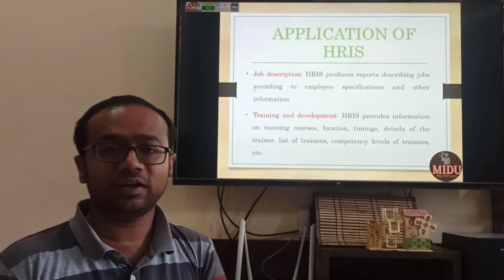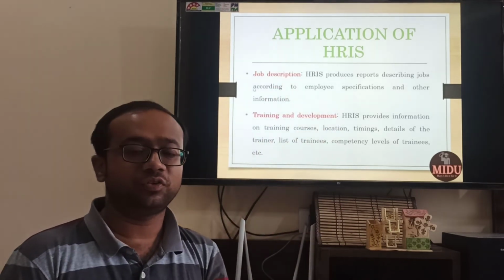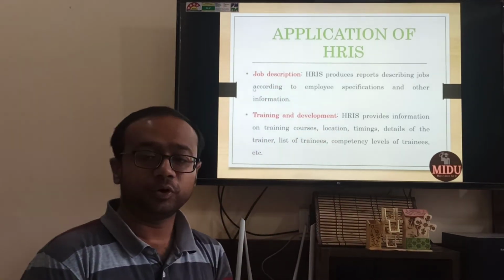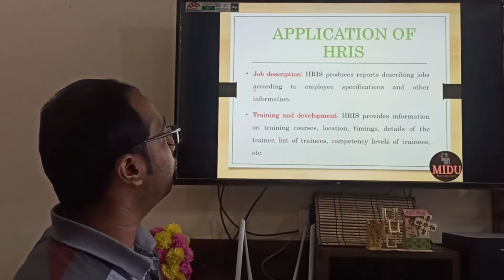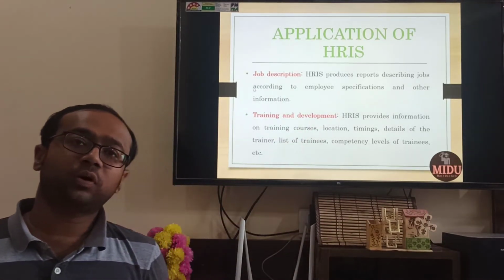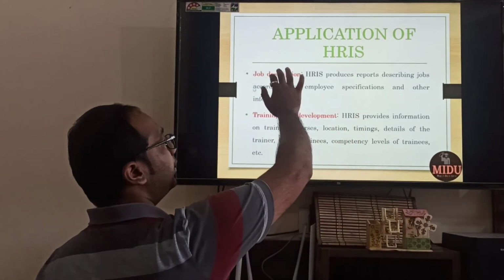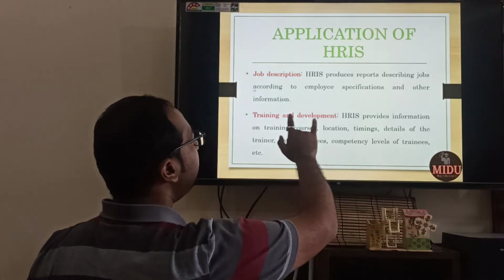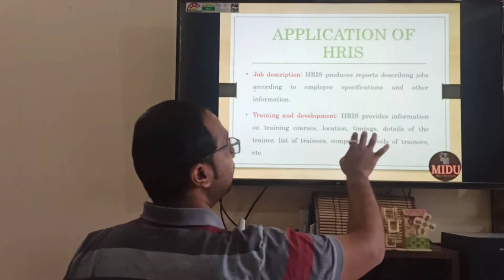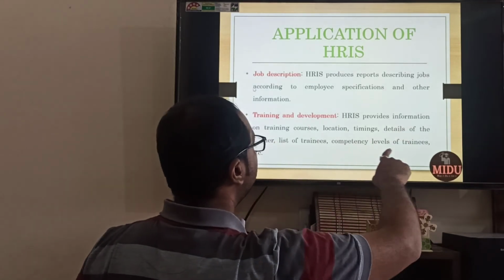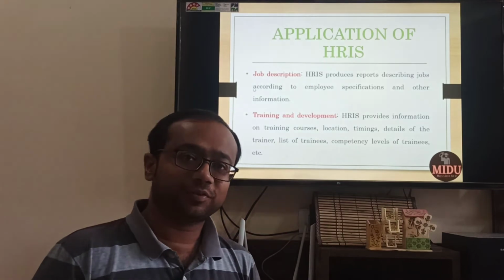What are the various applications of HRIS? So basically HRIS helps in various parts of human resources. First is job description or JD. HRIS produces reports describing jobs according to employee specification and other information. So it is generating reports and basically helping us to know what the specifications of a particular job are. Training and development. HRIS provides information on training courses, location, timing, details of the trainer, list of trainees, competency level of trainees, etc. What kind of training a person has to undergo.